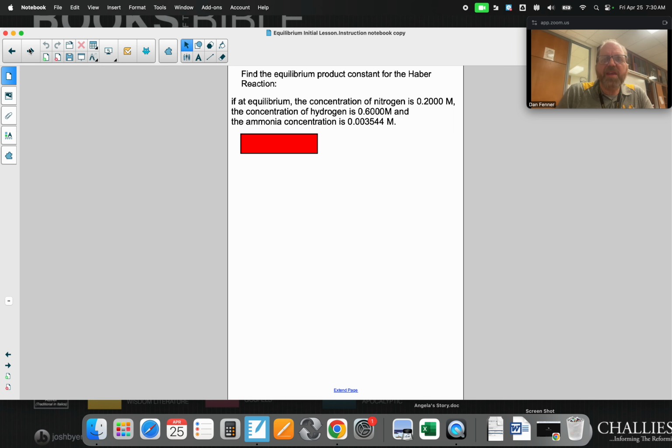So find the equilibrium product constant for the Haber reaction, given the equilibrium concentrations of nitrogen, hydrogen, and ammonia. Now, Haber reaction, what is that? The Haber reaction is this one right here. It's N2 plus H2 in equilibrium gives me NH3. It's always referred to that because the first scientist to study equilibrium was a German scientist named Haber. So he's given a lot of credit for it.